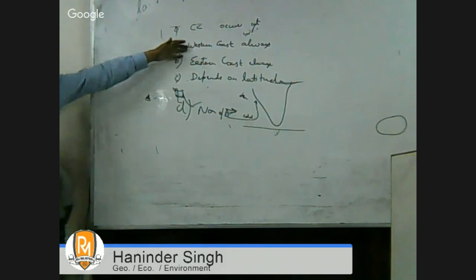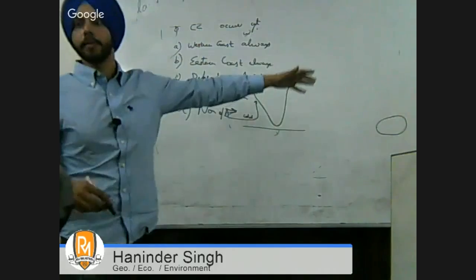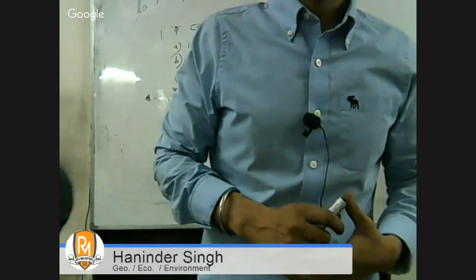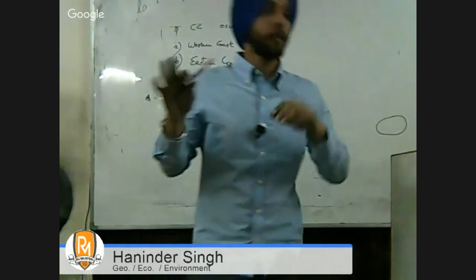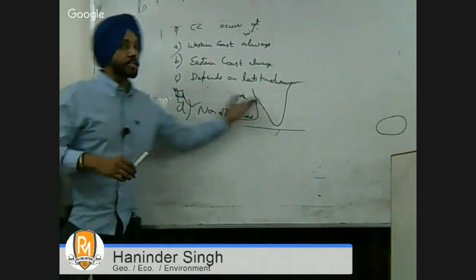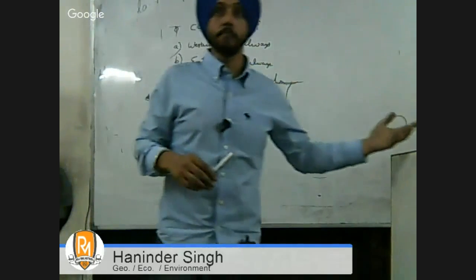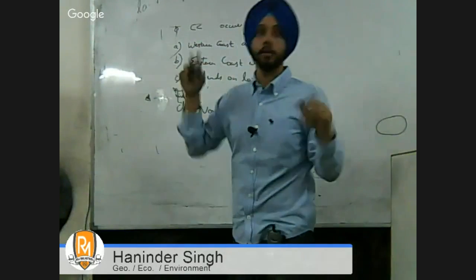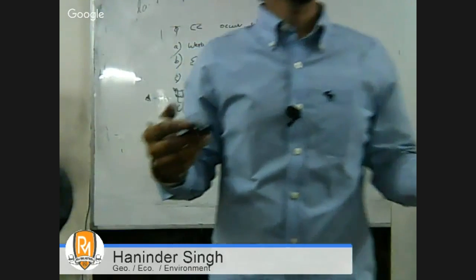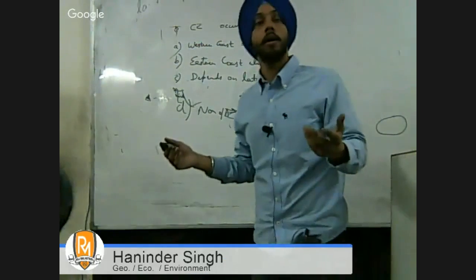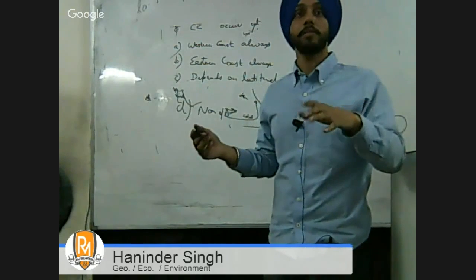Now the gentleman who chose A, please raise your hand and explain. Okay, what he's saying is that cold currents always occur on the western margins of the continent, and it is true irrespective of the latitude. Tell me more, somebody else? None of the above, why? How does it depend on latitude?